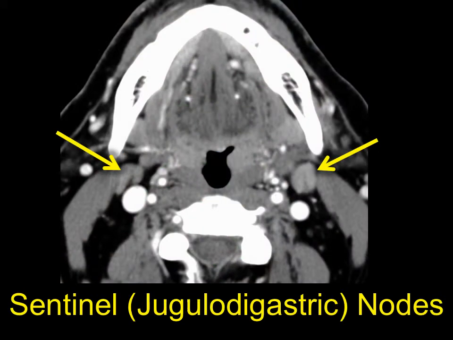There are some lymph nodes that are given special names based on their location. One of those is the sentinel or jugular-digastric lymph node. That's the node at the top of the triangle. These are often the largest in upper respiratory infections. But we see they still have a nice kidney bean shape.